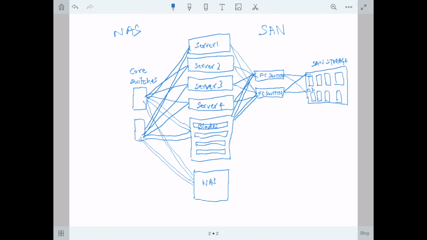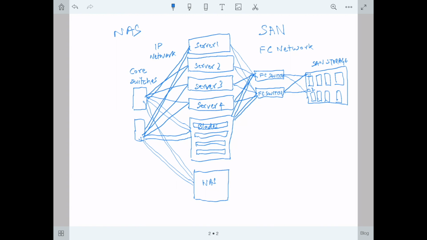You can see this is FC network. That is a fiber channel network. This is your IP network, or simply the network which is allowing multiple devices to connect.